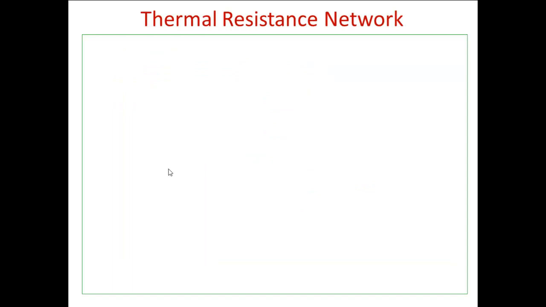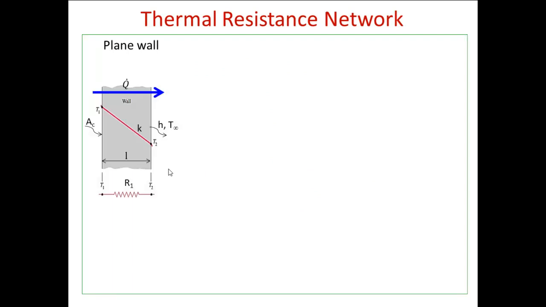Now let us come to the thermal resistance network for a composite system. Let us consider a plane wall that is going to have both conductive resistance and convective resistance. One surface is maintained at temperature T1, the other surface at temperature T2, thickness is L, thermal conductivity is k, and cross-sectional area is Ac. Heat is conducted along this, and from this surface it is convected out with a convective heat transfer coefficient of h, with the surrounding temperature maintained at T infinity. So T1 is greater than T2. For this case, how do we determine the thermal resistance?